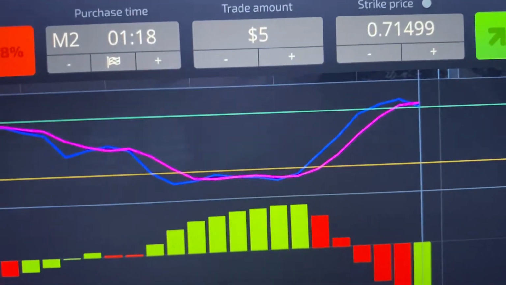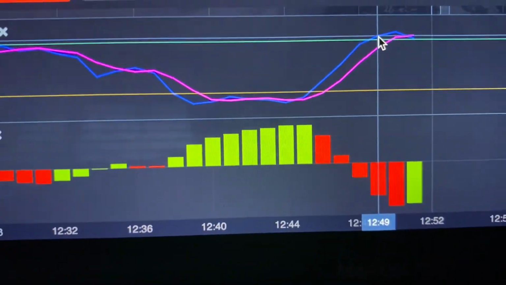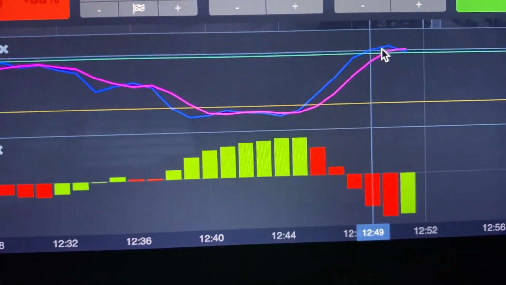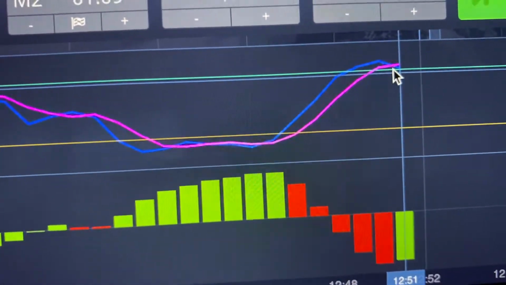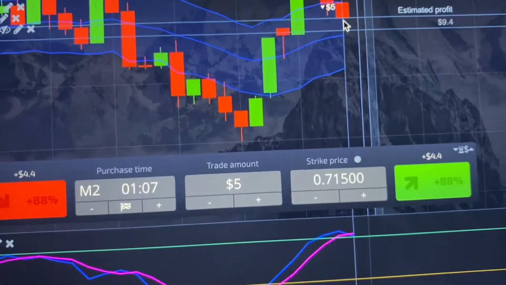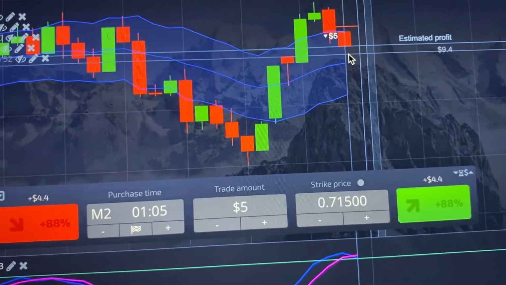Also, again, see we're in overbought conditions down here in the stochastic oscillator. You see how these lines are starting to cross over? That's a strong indication that you're going to see a reversal. Remember, this strategy is based on reversals.